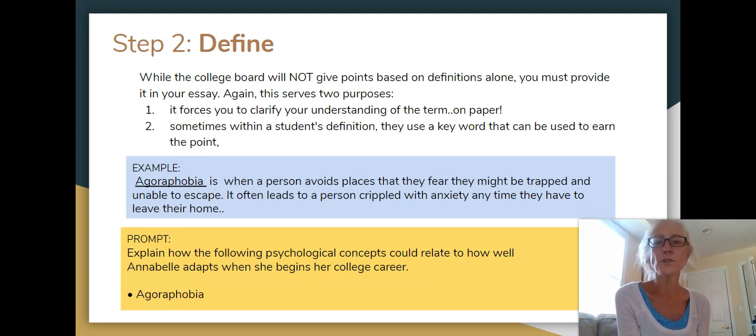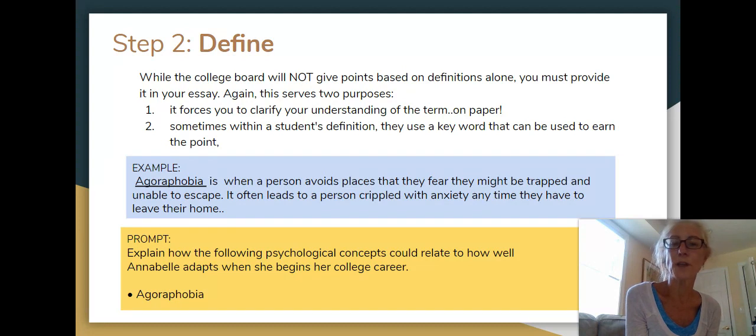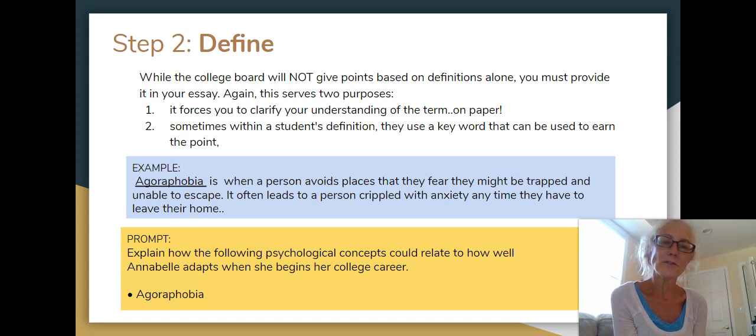Again, defining the term forces you to clarify your understanding of the term. In this case, agoraphobia is defined as when a person avoids places that they fear they might be trapped and unable to escape. And in this case, the student wrote, it often leads to a person crippled with anxiety anytime they have to leave their home. And by looking at this kind of long definition, you can see that the student responder was basically unpacking their knowledge about agoraphobia and putting it on the paper. And that's only going to help them when they get to the third piece of this, which is to apply it to how well Annabelle adapts when she begins her college career.